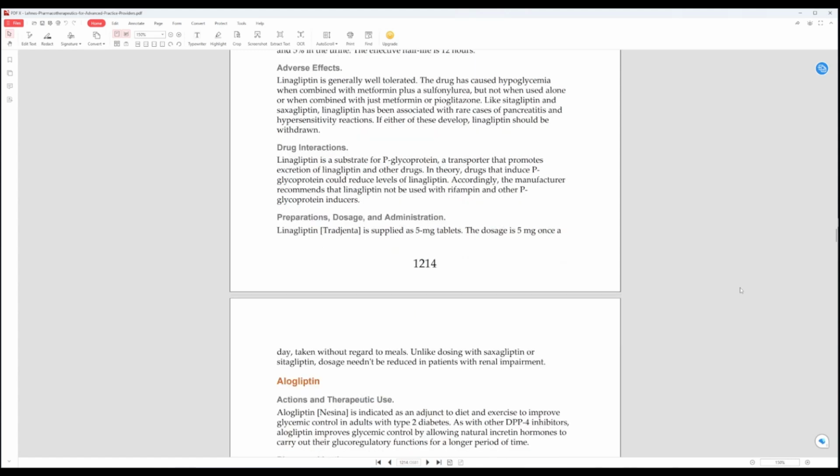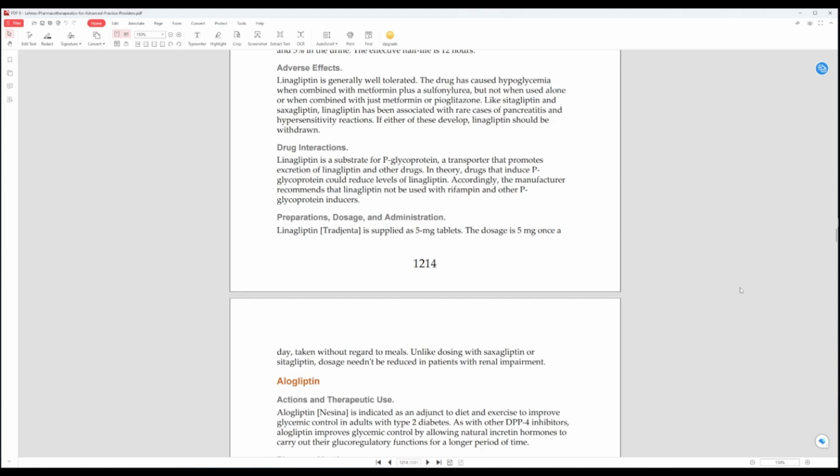Its adverse effects. Linagliptin is generally well tolerated. The drug has caused hypoglycemia when combined with metformin or sulfonylurea, but not when used alone or when used combined with just metformin or pioglitazone. Like sitagliptin and saxagliptin, linagliptin has been associated with rare cases of pancreatitis and hypersensitivity reactions. Again, if either of these develop, the medication should be withdrawn.